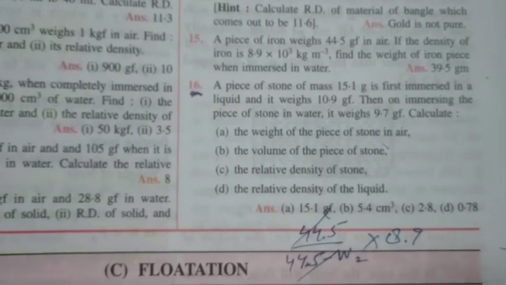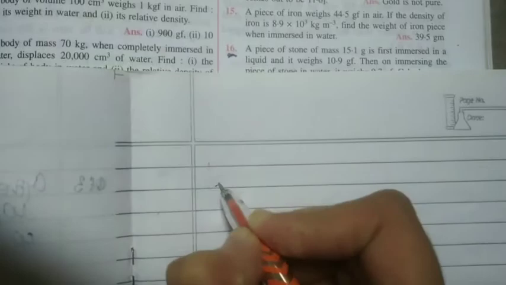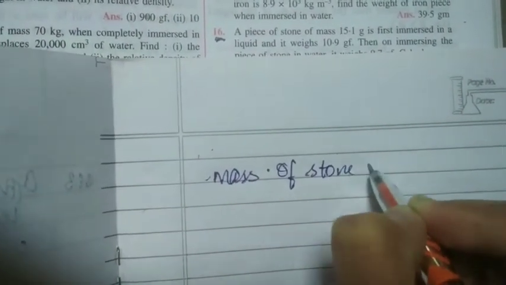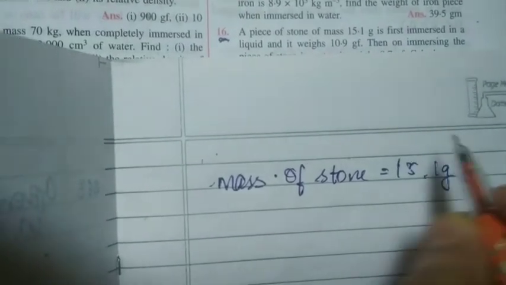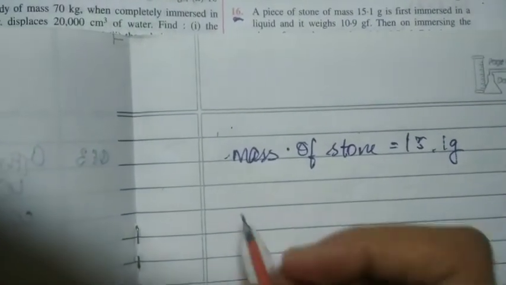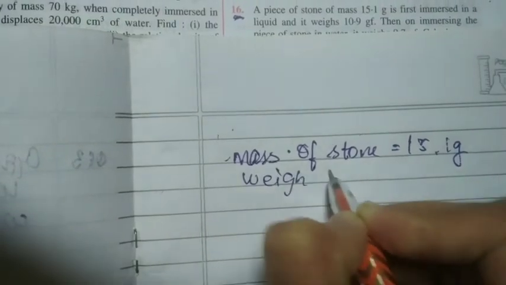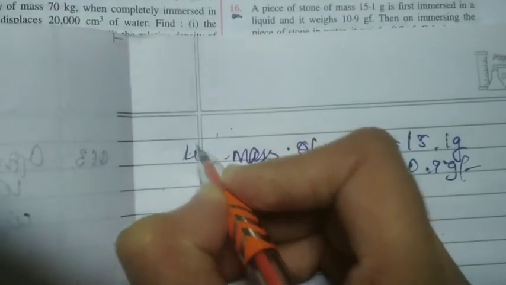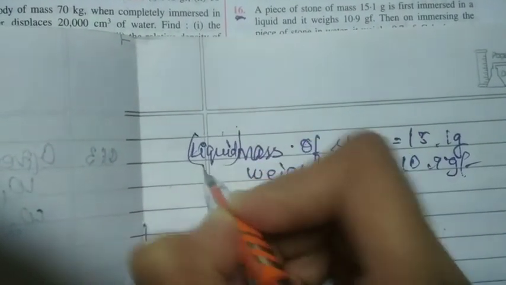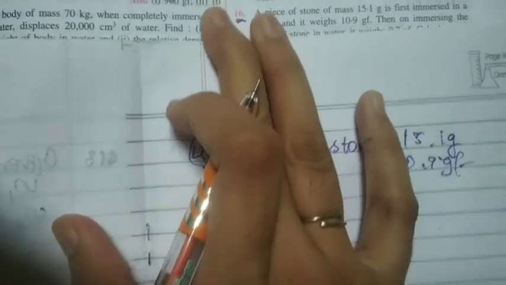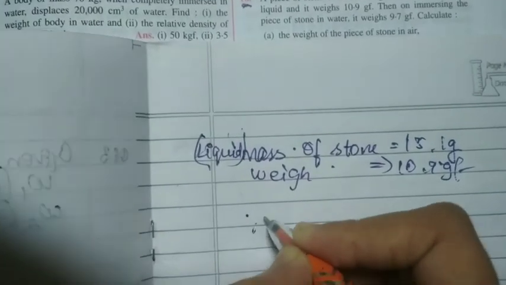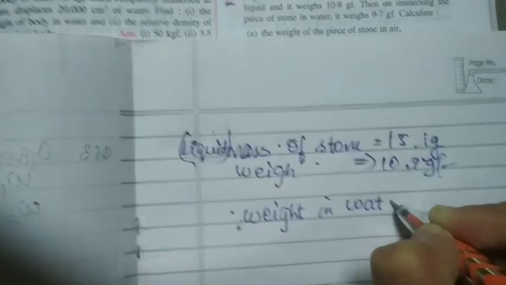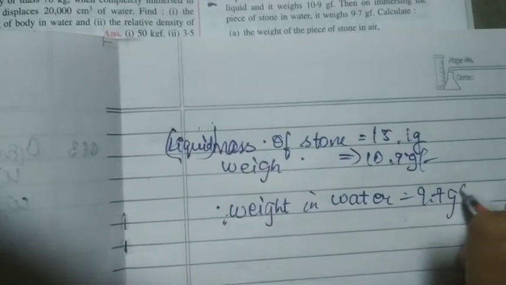First of all, let's write the given things. The given things are, first of all, the mass of stone, that is 15.1 g. Then the weight is 10.9 gf. It is in liquid. Next, in water, the weight in water is 9.7 gf.